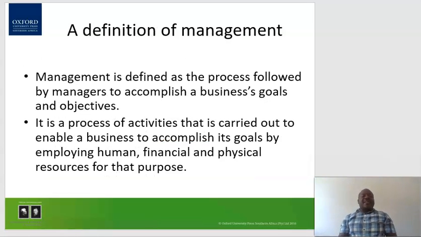Defining management. Management is a process. So this is a process that is followed by managers to accomplish the goals or the objectives of a business. It can also be seen as a process of activities that is carried out to enable a business to accomplish its goals by employing human, financial, and physical resources for purposes of the business.